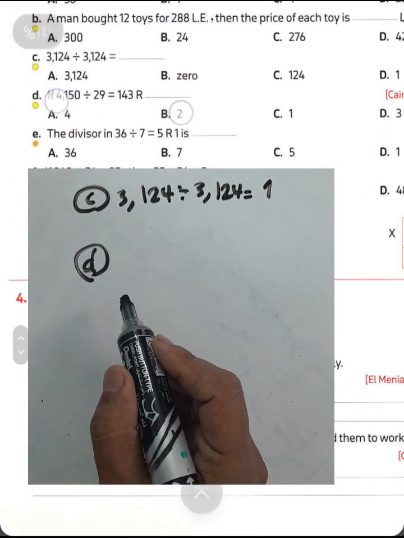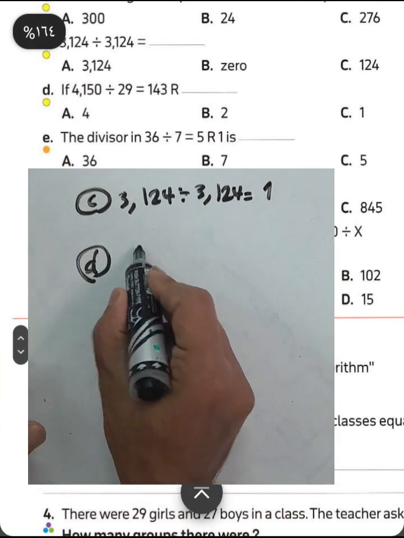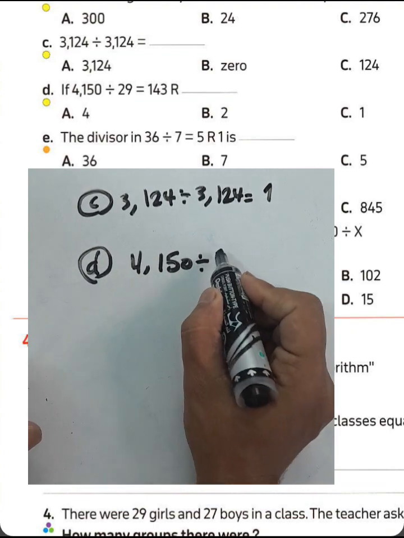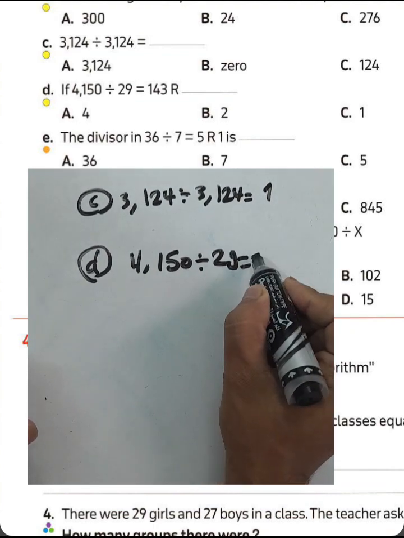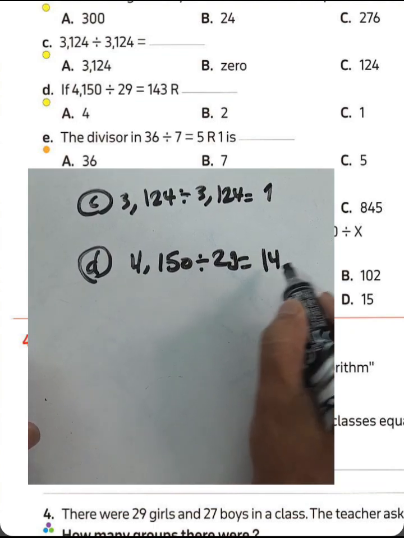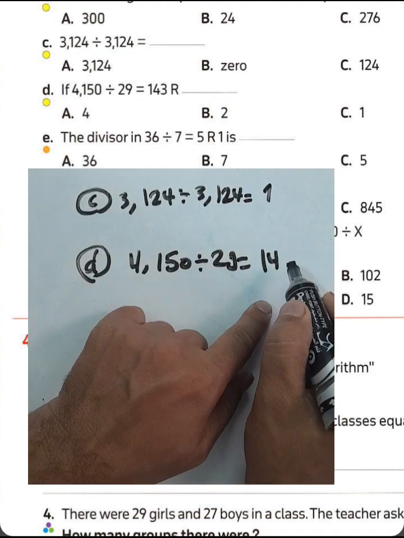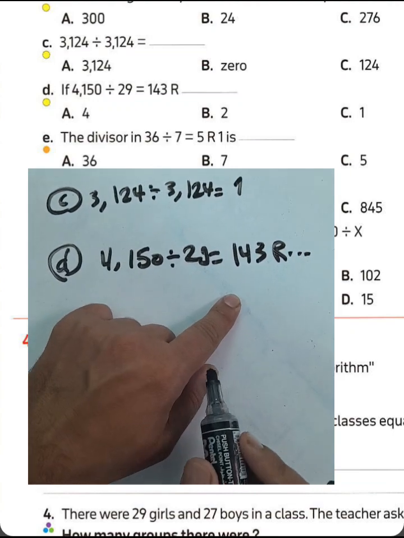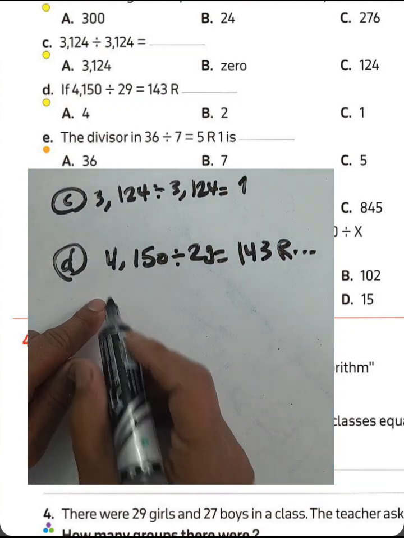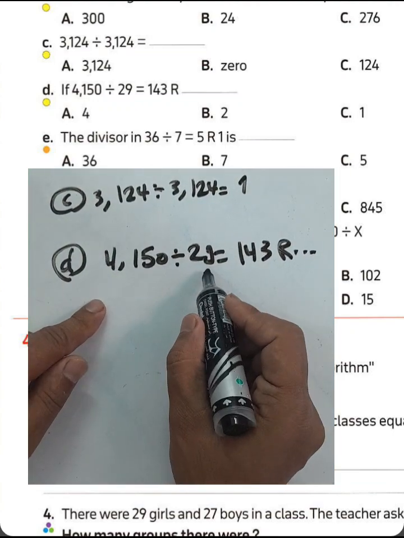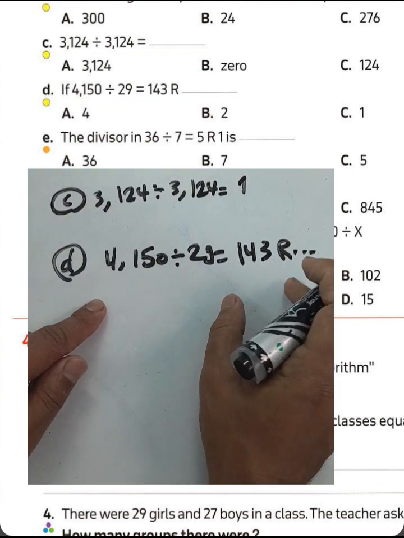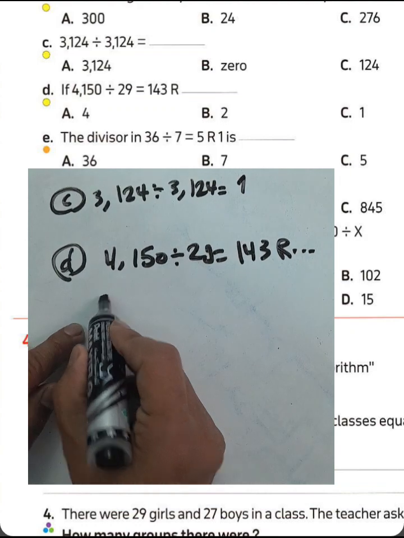If 4,150 divided by 29 equals 143 and the remainder is blank, you want to find the remainder. Question letter D again: 4,150 divided by 29 equals 143 and the remainder is blank.